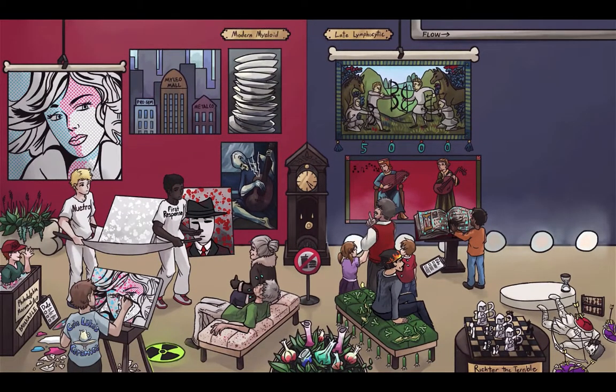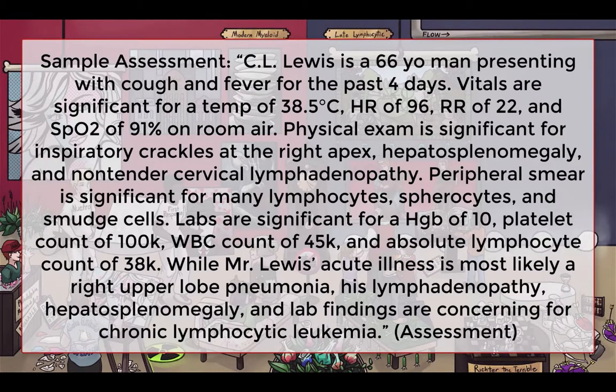Let's summarize the clinical presentation of CLL in a sample assessment statement. C.L. Lewis is a 66-year-old man presenting with cough and fever for the past 4 days. Vitals are significant for a temp of 38.5, heart rate of 96, respiratory rate of 22, and an O2 sat of 91% on room air.